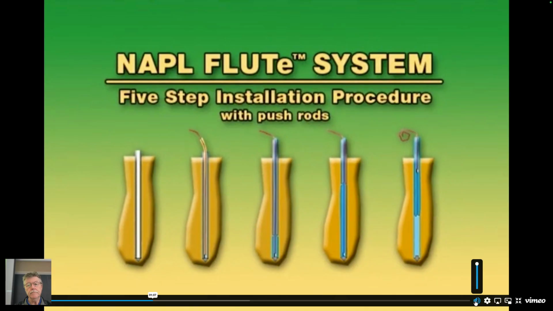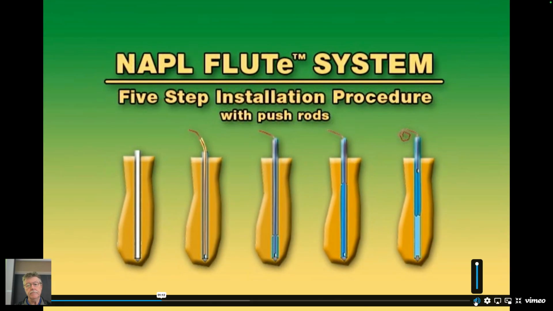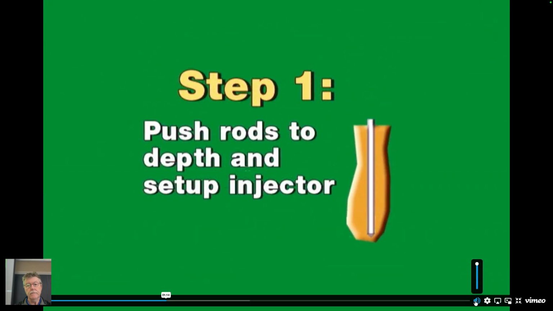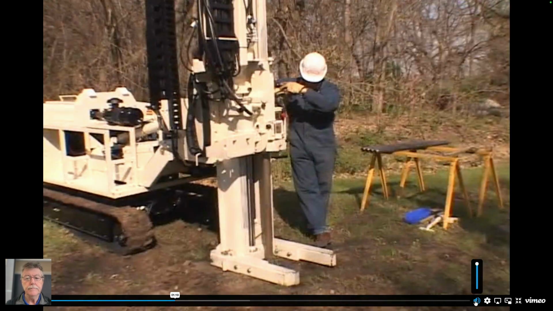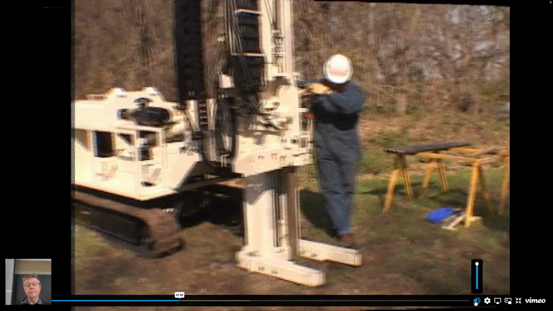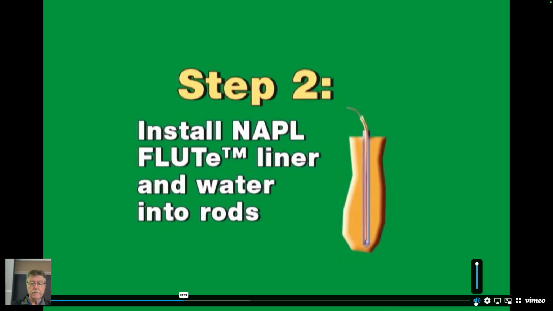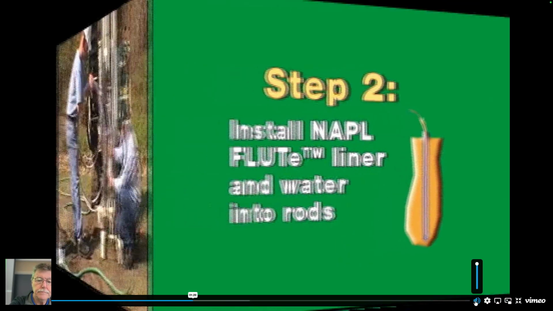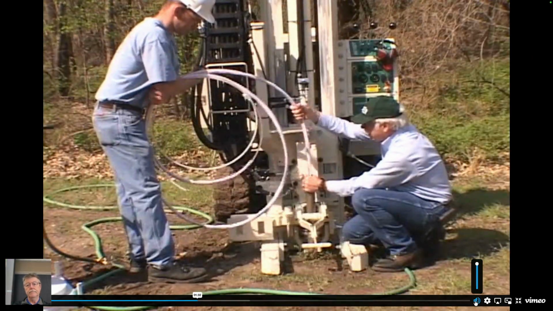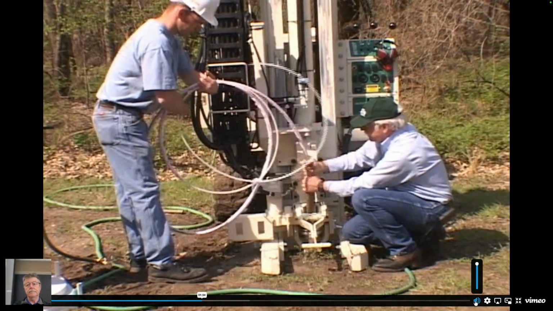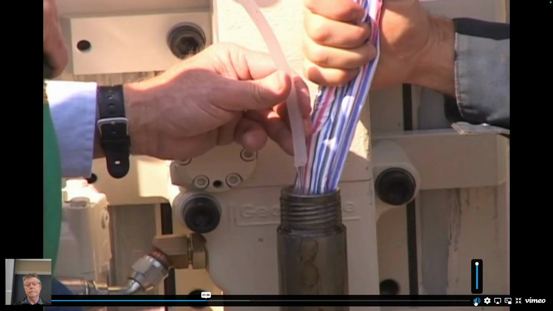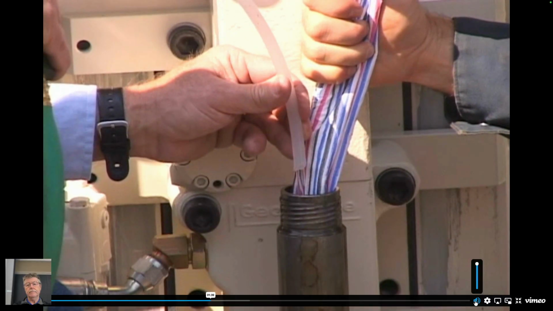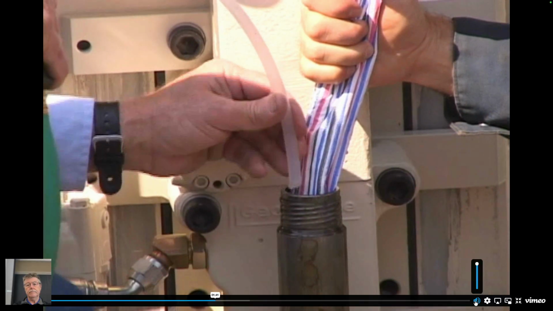Here are the 5 simple steps for installing an LNAPL FLUTe color reactive liner using the direct push method. Step 1, push the rods to depth. Step 2, install the LNAPL FLUTe liner and fill the annulus with water. This liner is going down very easily. Once the liner is in the rod, water is added to the annulus. We do this to keep the liner from dilating in the rod before the first rod section is pulled.